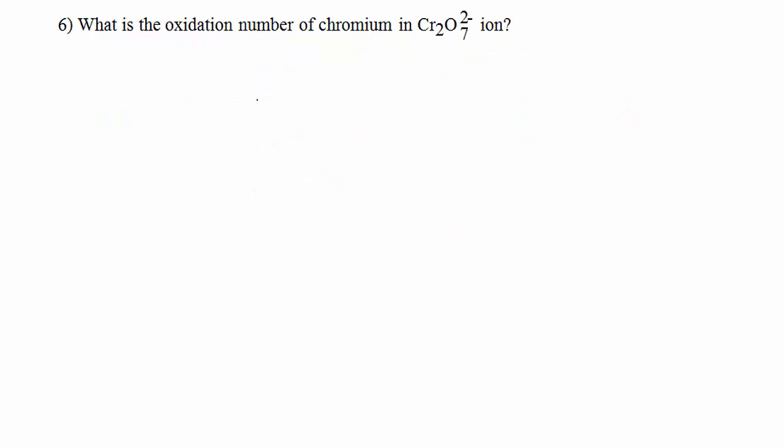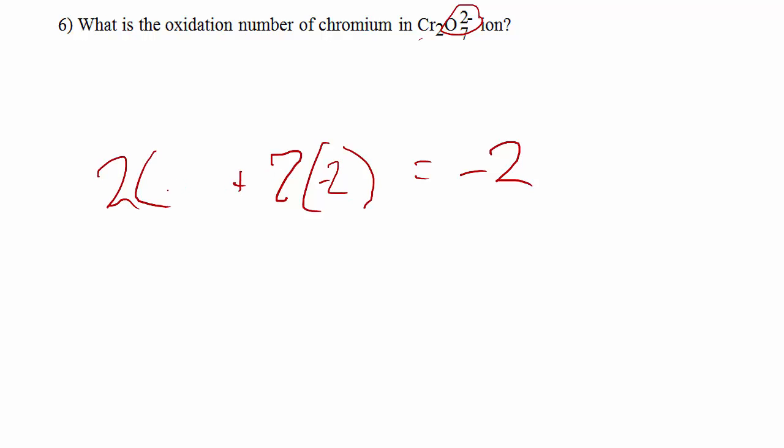All right, and 6. What is the oxidation number of chromium in the Cr2O7 -2 ion? So again, you know that the whole thing has to be -2. You got 7 oxygens, right? Each with a -2 charge. And you got 2 chromiums with whatever chromium's charge is. So we do the math. So 2 chromiums -14 has to equal -2.